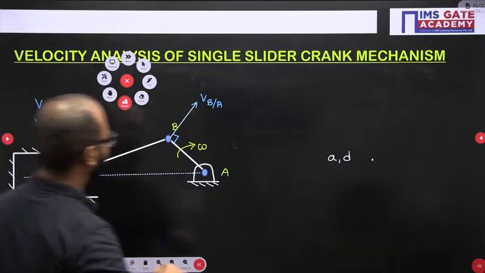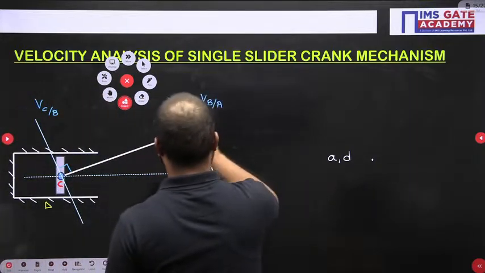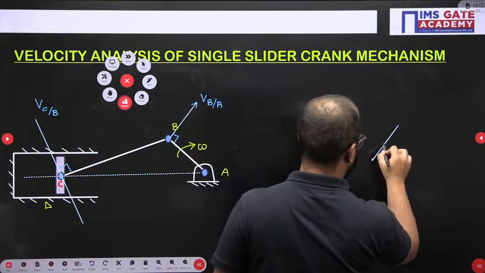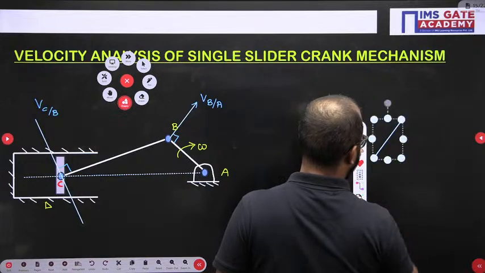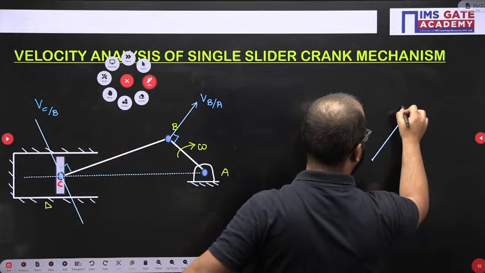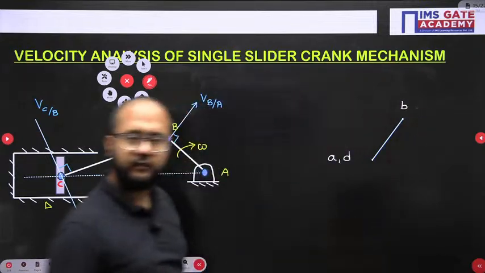Okay, take this one only. So in this direction, right? So let us draw it in this direction. So this point will be B. Okay, done.